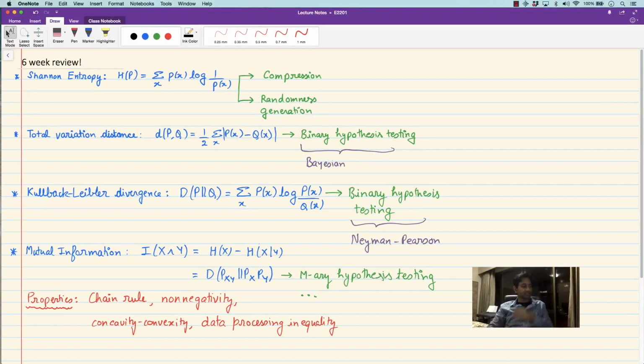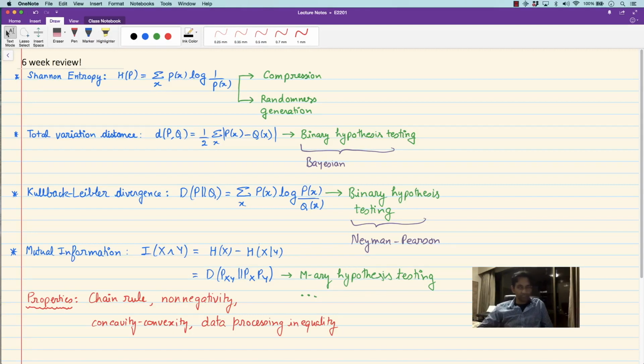We have completed 6 weeks of this course, and since this is a 12-week course, this is the midway point. We have now encountered all the main components of information theory. We have seen Shannon entropy as a measure of uncertainty, and to justify this as a measure of uncertainty, we showed two different applications. Shannon entropy came out as an answer to a compression problem. It also came out as an answer as a measure of randomness in the random variable.